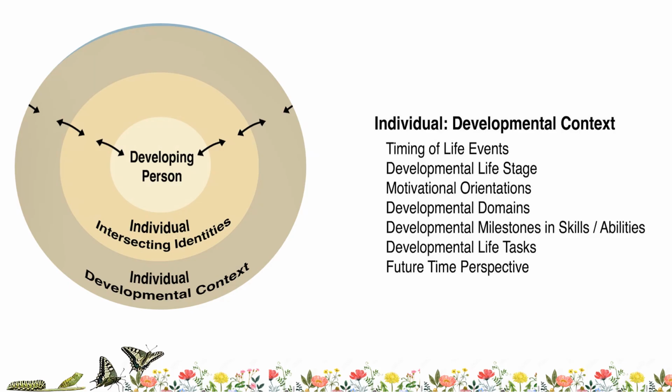For example, broad motivations for growth, maintenance, or loss vary across the lifespan. Younger people are more oriented towards growth, and older people are more oriented towards maintenance and loss prevention. We can also look at the fact that motivational orientations shift depending on future time perspective, or whether one perceives time as unlimited, which is relatively more characteristic of younger people, versus more limited, which is more characteristic of older people. Developmental life tasks are another part of the developmental context.